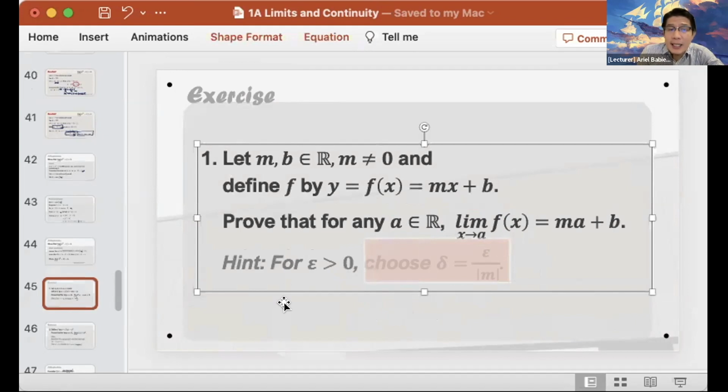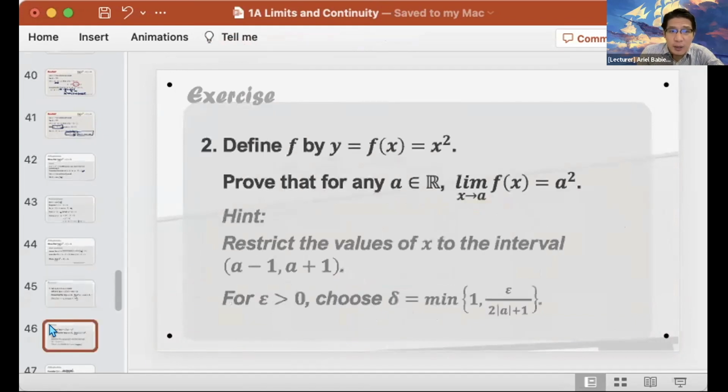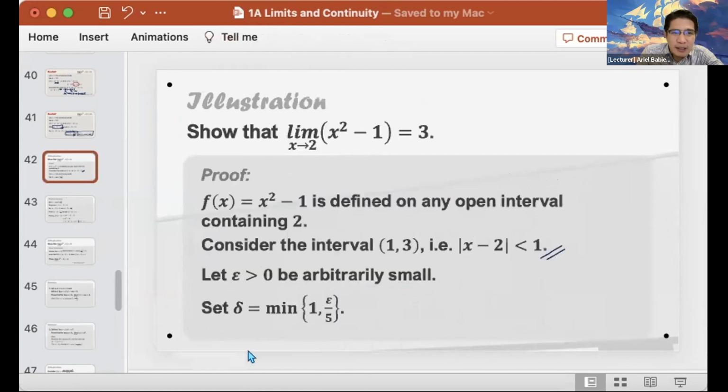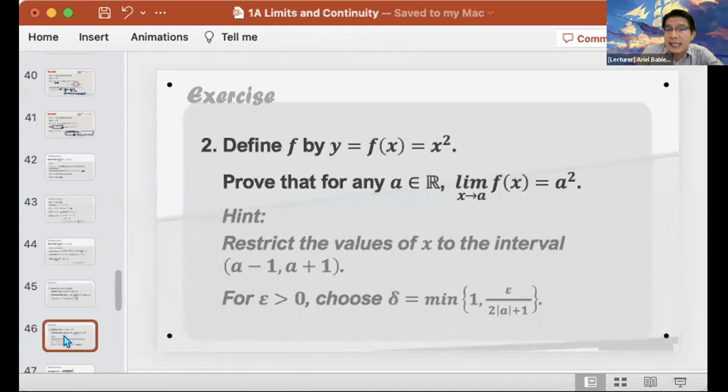For the quadratic, in fact, there's a general. Ito po yung general sa quadratic. The function is f of x equal to x squared. The limit of x squared as x approaches a is a squared. You look at this general case. For the general case, the choice of delta should be the minimum of 1 and this value. Very similar dun sa nakuha natin kanina. Nasaan nga yun? Ito. Na yung delta ay minimum ng dalawang values. For the quadratic case, it will always be the case.